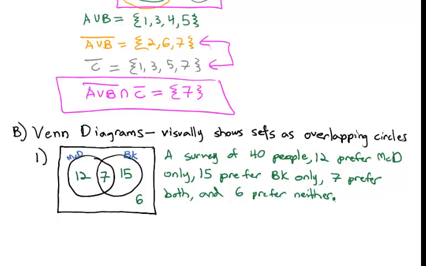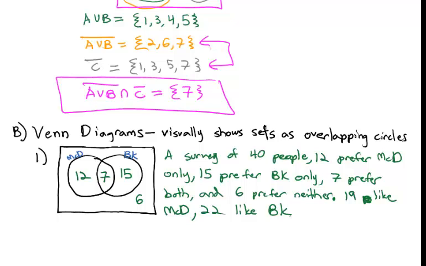We could even go a step farther and say of those who prefer McDonald's, 12 preferred McDonald's exclusively, 7 preferred both. That means a total of 19 like McDonald's. Some of those 19 like both, but 19 like McDonald's. We also see 7 plus 15, 22 like Burger King. And so we can kind of pick the spots and really visually see who likes what.